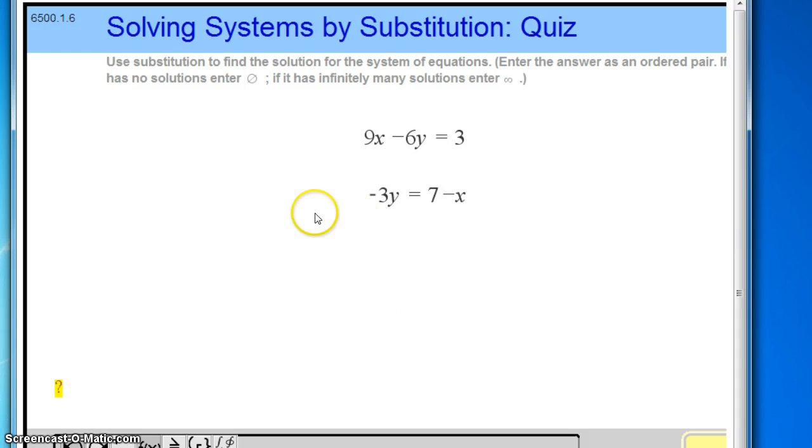Hello, this video is on solving systems by substitution. So we'll be solving these systems of equations, and generally you're going to want to isolate one variable, either x or y, and then we're going to plug that equality back into the second equation.